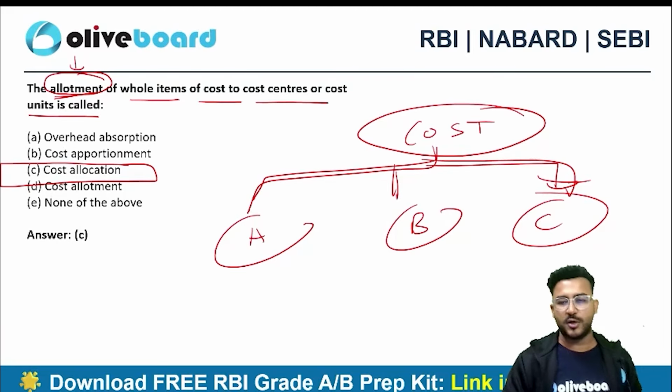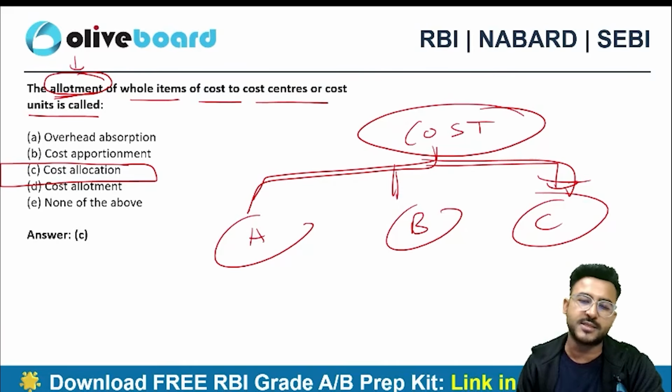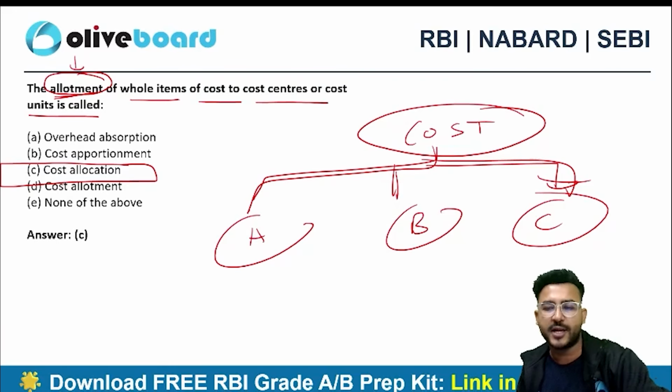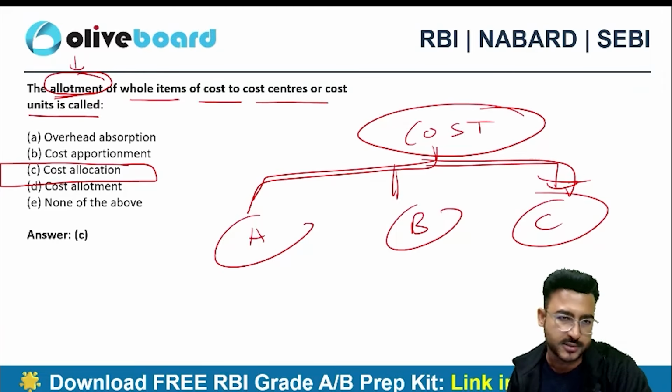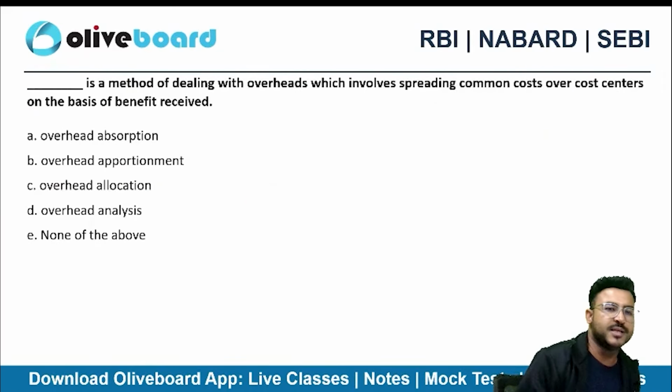Here I know the cost, right? I know how much cost came in the products, how much cost came in the departments, so I'm directly allocating it, I'm directly allotting the cost. So option C here will be the apt choice. Acha, tell me this one.